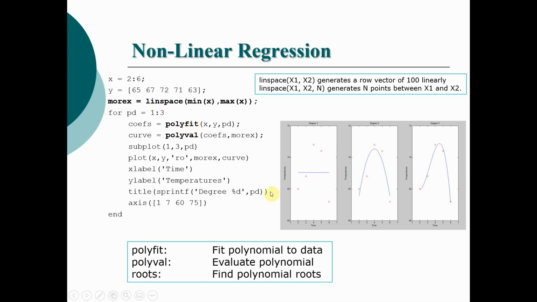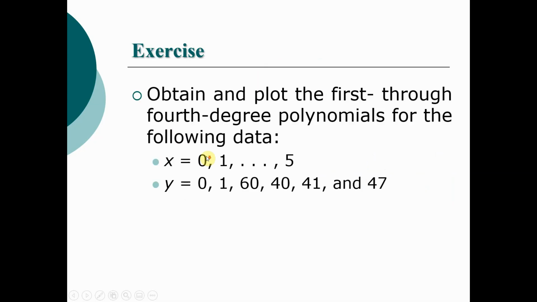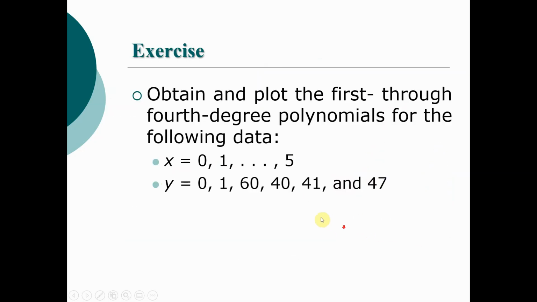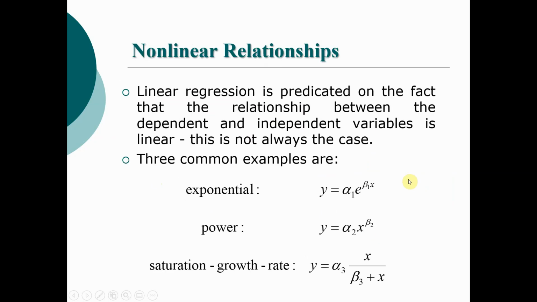Using polyfit, you can fit the data, and then you can find the value of this polynomial at other points, in between your data points, or even outside your data points, using the polyval function. This is an example for you. We have a set of measurements, or a set of data points, and this is asking you to provide a plot for first through fourth degree polynomials. So basically doing the same thing that we did here, but on a different set of data.